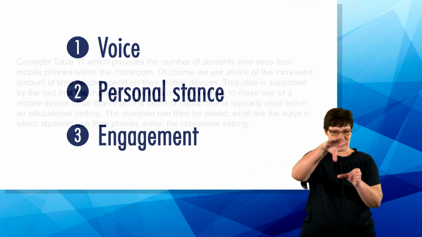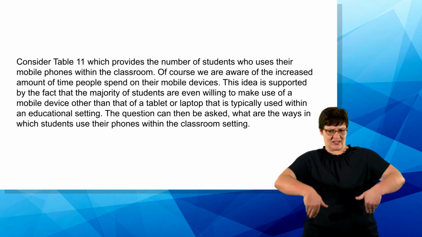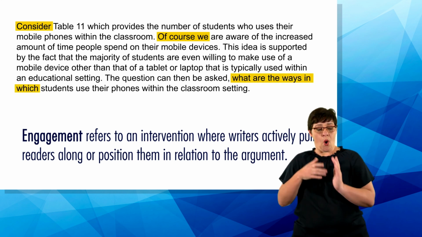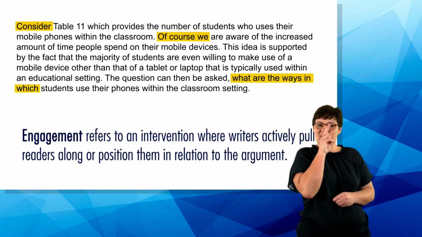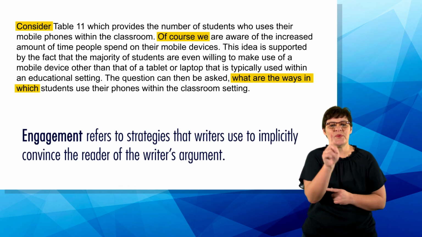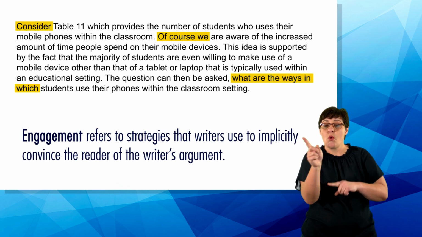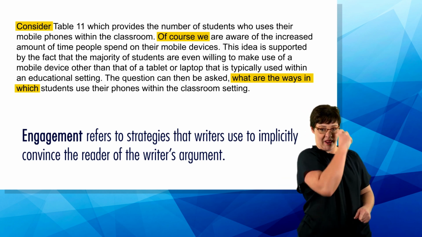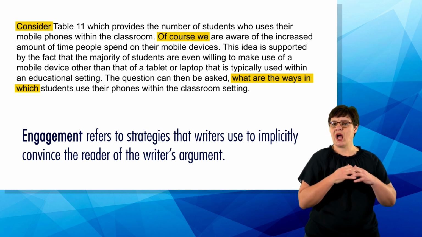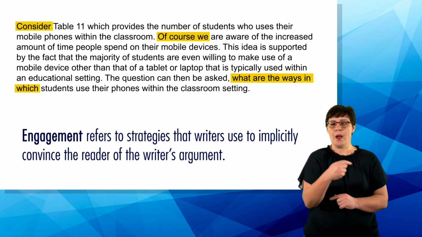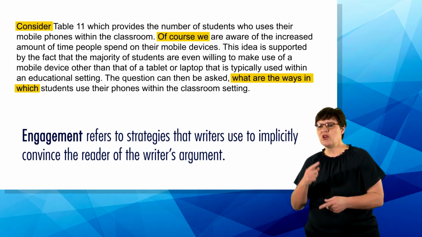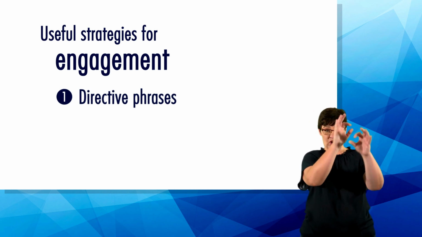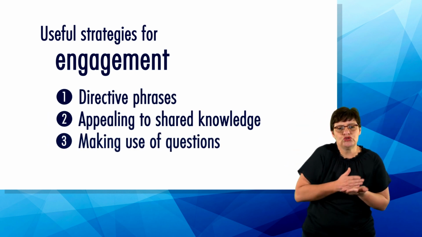While academic writing should be as objective as possible, the concept of engagement refers to an intervention where writers actively pull readers along or position them in relation to the argument. In other words, engagement refers to strategies that writers use to implicitly convince the reader of the writer's argument. In order to make your position in a specific text known, you should engage with your own research, the arguments of others, and your readers. Three of the many strategies you can use are directive phrases, appealing to shared knowledge, and making use of questions.